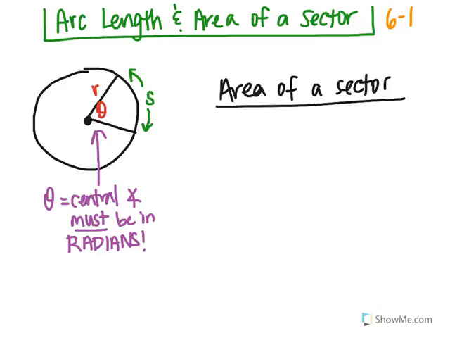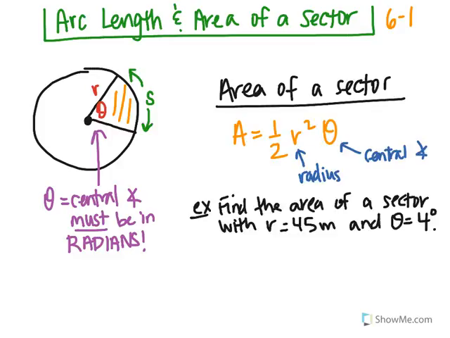Okay, so moving on to finding the area of this sector. This time we're going to find the area of that piece of pie. The area is equal to 1/2 your radius squared times that central angle. In this next example, we're going to find the area of a sector that has a radius of 45 meters and a central angle of 4 degrees. Again, we have to convert our central angle to radians.